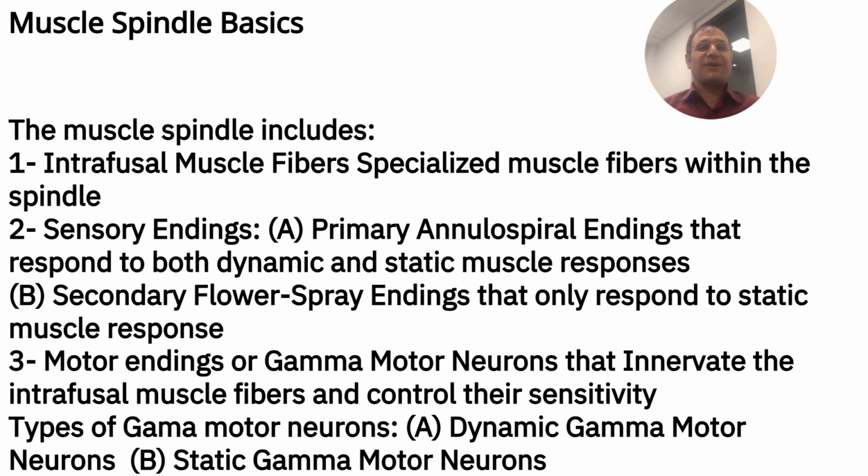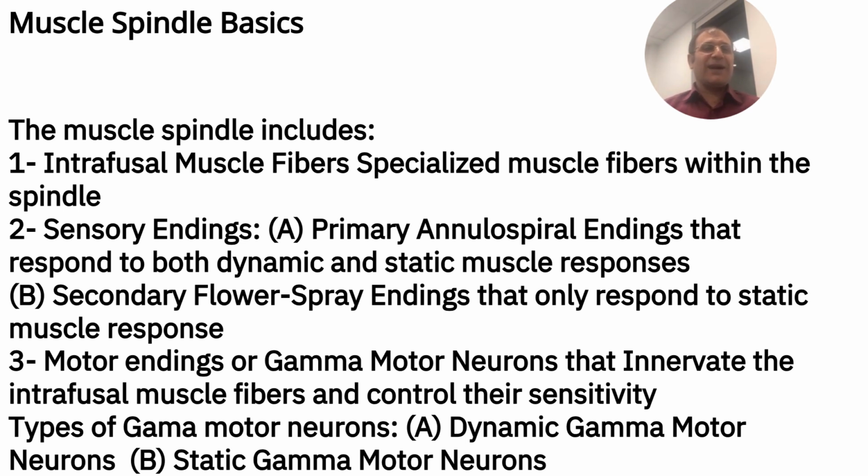Their primary role is to regulate the sensitivity of the muscle spindle to stretch. Gamma motor neurons cause the intrafusal fibers to contract, which stretches the central or sensory region of the spindle. This maintains the spindle's sensitivity to stretch even when the extrafusal muscle fibers contract or relax. There are two types of gamma motor neurons.